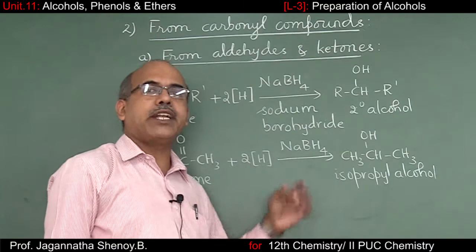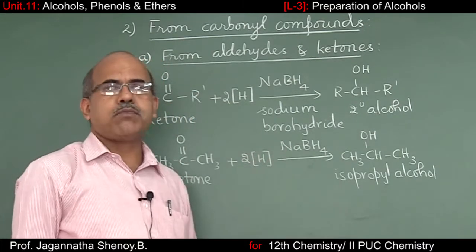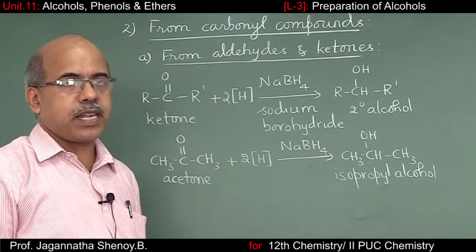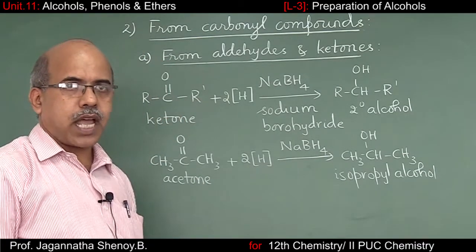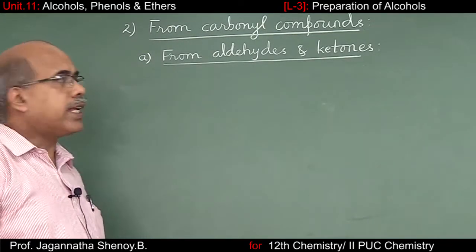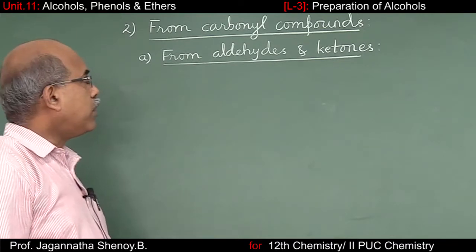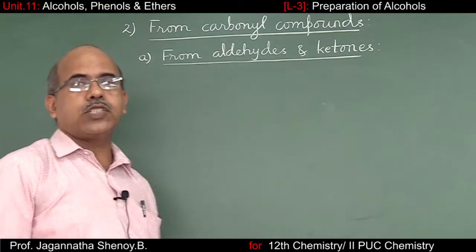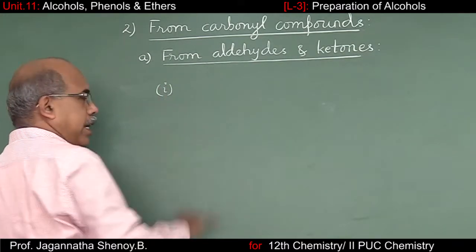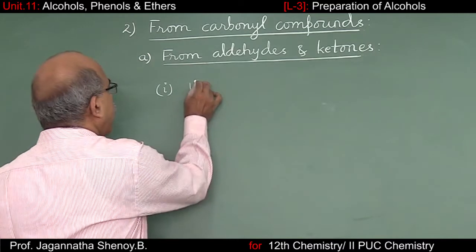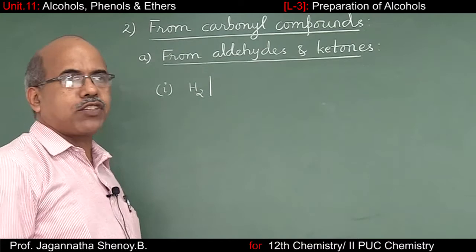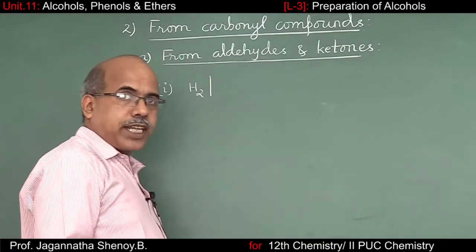We have to go for reduction using sodium borohydride, or I can go for hydrogen molecule in presence of palladium. Some more reducing agents I am going to mention next. So what are the reducing agents that can be used to reduce aldehydes and ketones into alcohol? We shall list down some of them. I will go for catalytic hydrogenation. I'll use molecular hydrogen. What are the hydrogenation catalysts?